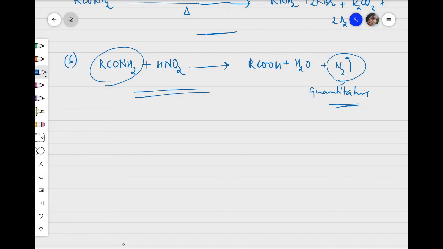estimation of your amides. Okay, with that we are done with amides. Thank you.